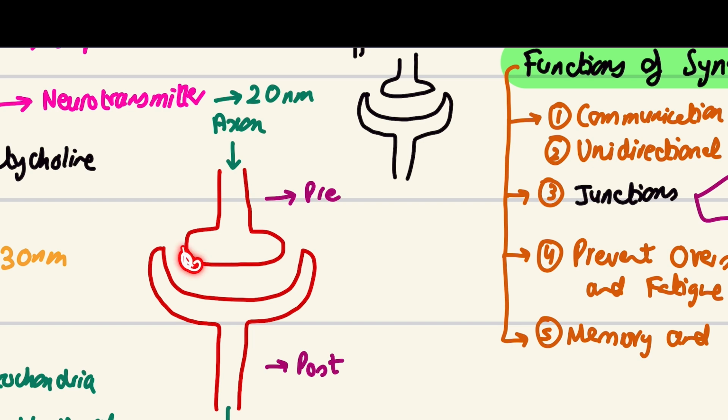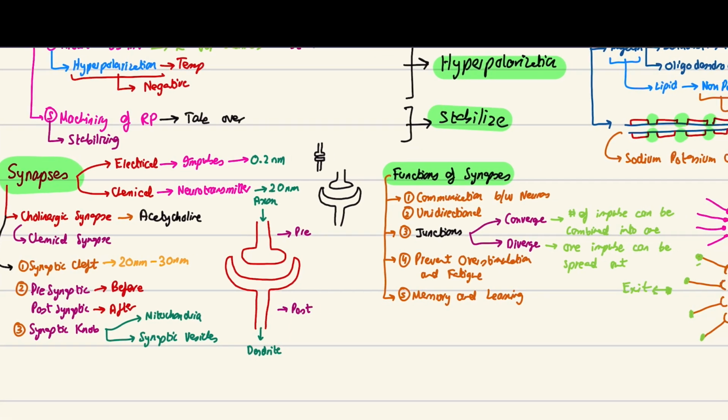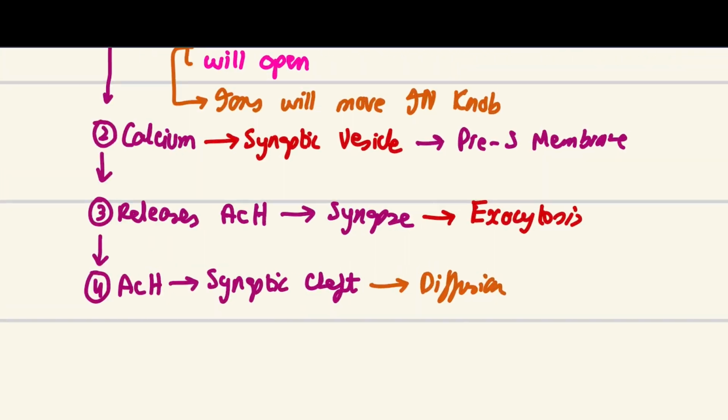Now here, because they all got released at once, the concentration is high, and here the concentration is obviously low, so there's going to be simple diffusion over here, and through diffusion it is going to move across the system. Alright, now guys, moving on to the next point.